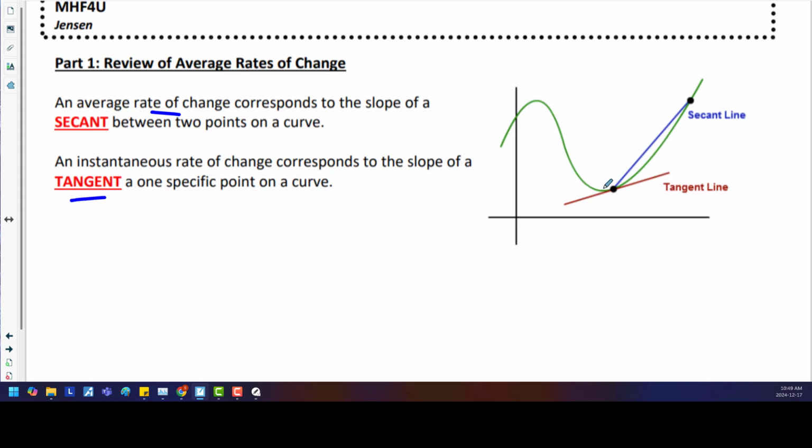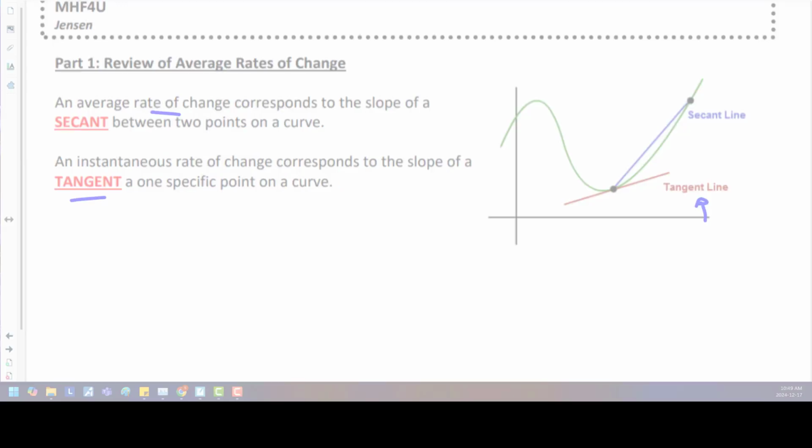The instantaneous rate of change corresponds to the slope of a tangent line at one specific point on a curve. So tangent line, you pick one point on a graph, and then you draw a line that only intersects the graph at one point. And when you find the slope of this tangent line, that is called the instantaneous rate of change. So I'm going to show you how to do this.